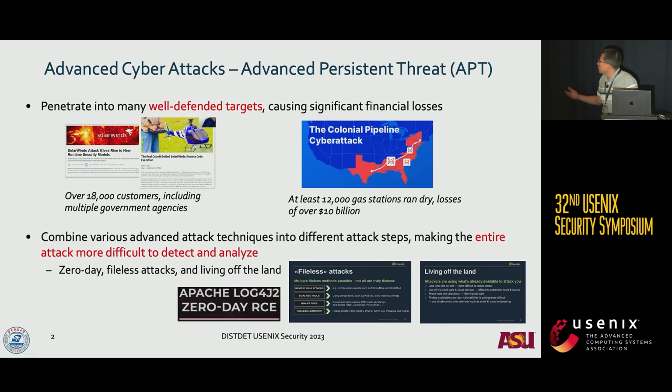Advanced cyber attacks, such as advanced persistent threats, have penetrated many well-protected organizations, causing significant financial losses. For example, the SolarWinds hack caused more than 18,000 customers to download malware-tainted apps, and the Colonial Pipeline cyber attack caused at least 12,000 gas stations to run dry, resulting in a loss of over $10 billion.